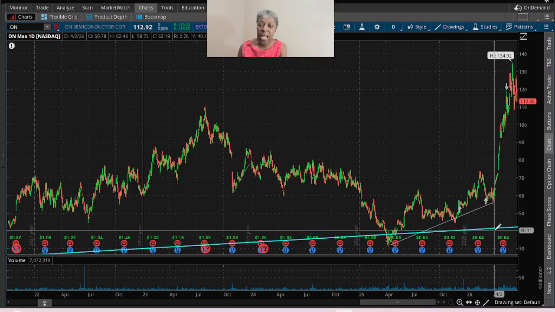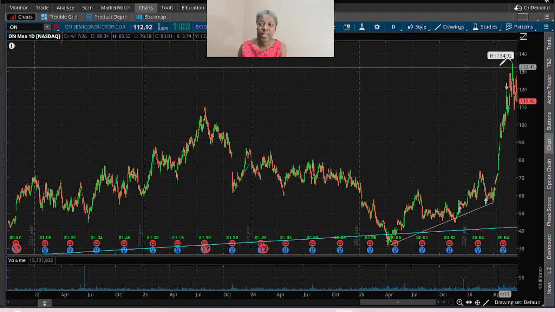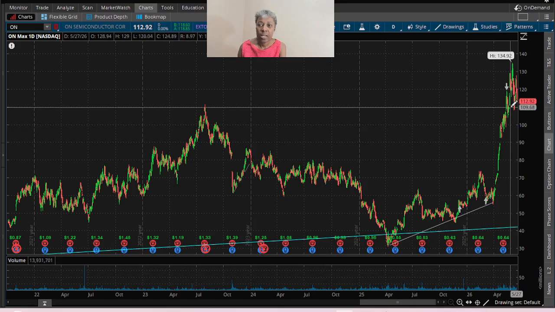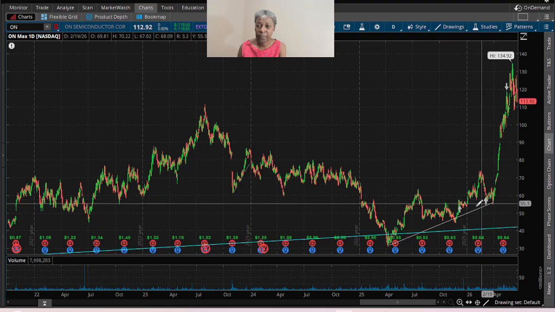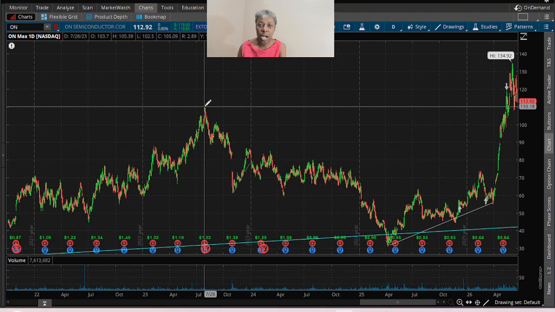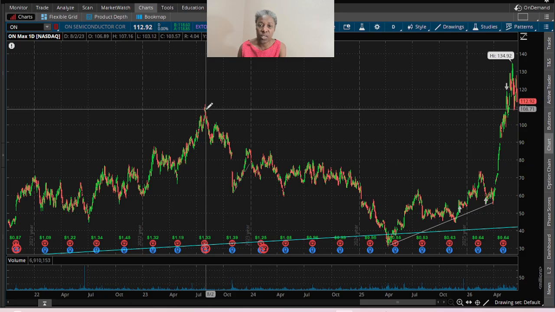I like to buy around the valley and sell at the peak. And in this instance, when it comes to ON, I purchased it. I'm seeing some arrows there. So I purchased it and it reached the all-time highest price. This is the previous all-time highest price. So it reached it around somewhere here.